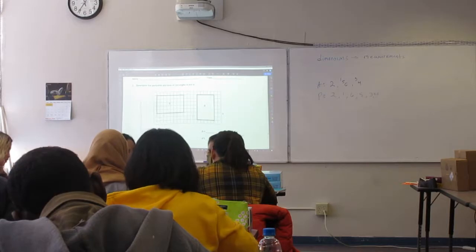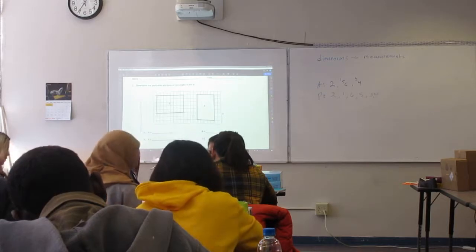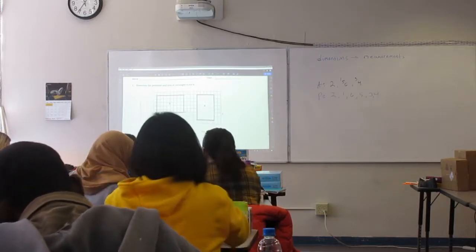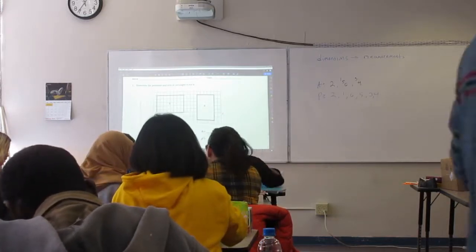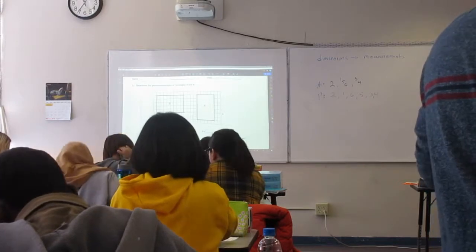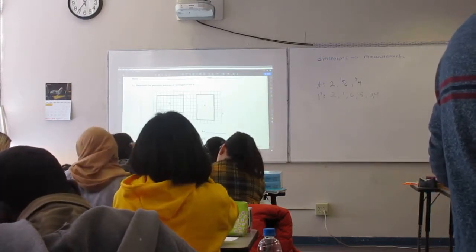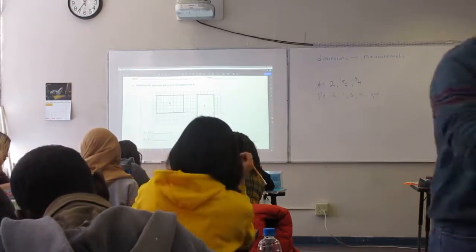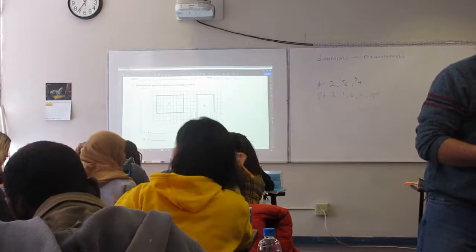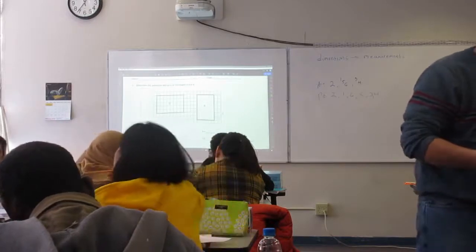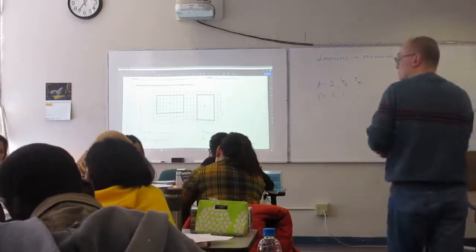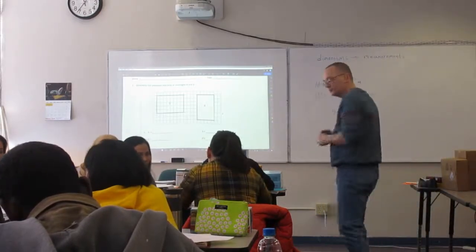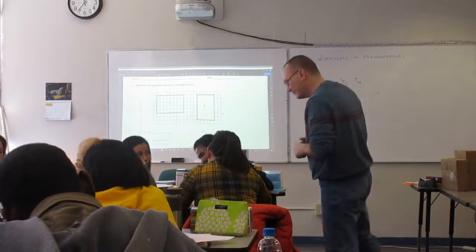Number 3 has mixed measurements. So it's using meters, and here it's meters and centimeters. 1 meter is equal to 100 centimeters. So you can't use both measurements together, otherwise it doesn't quite work. You need to change into one or the other. One meter equals 100, so 2 meters will be 210 centimeters.